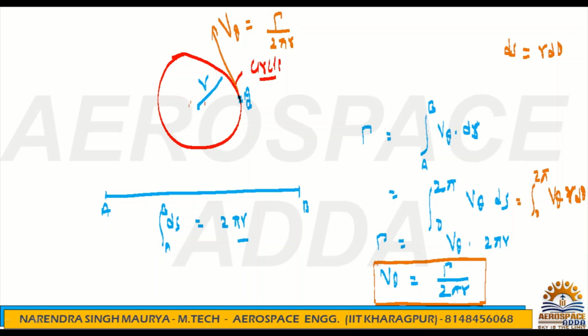Suppose here the circulation we have is gamma. So this is the approach I am saying, and many times this question has been asked in GATE. It's very, very simple. One by one I will explain here.